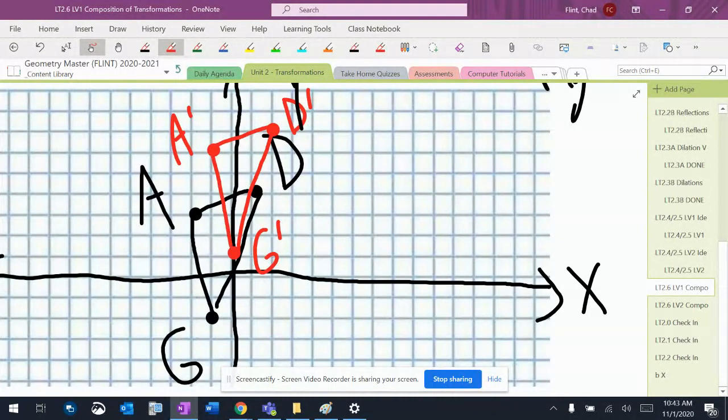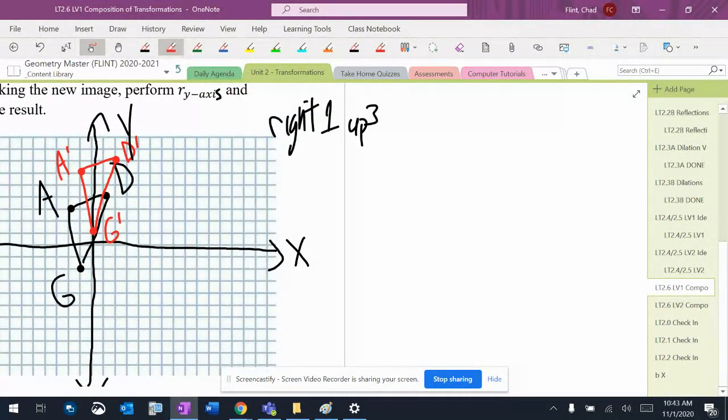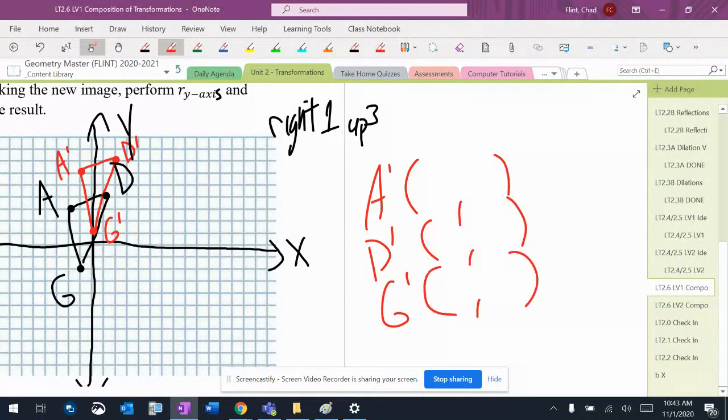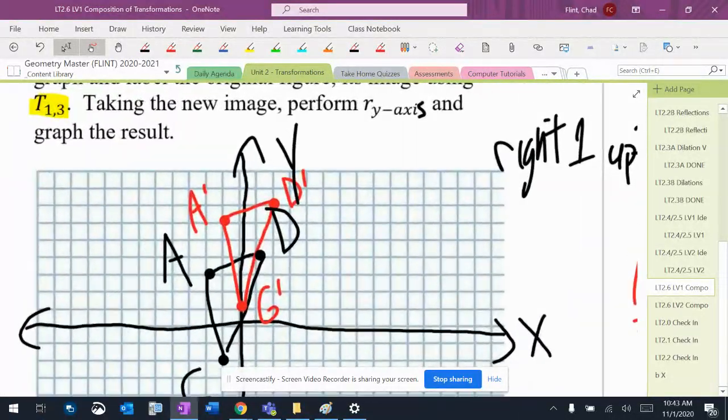Try to be careful with these. They are going to be on top of each other a lot. Move your labels around if you have to. Maybe don't label until after you're done drawing one of them so they don't get too confusing to look at. Write the points down. G is 0, 1. D is 2, 1, 2, 3, 4, 5, 6, 7. So D prime is 2, 7, and A prime is -1, 6. So there's my first thing that I have to do here.